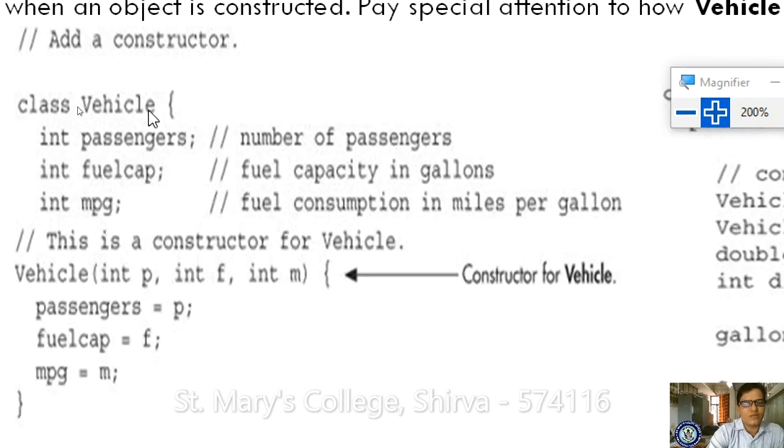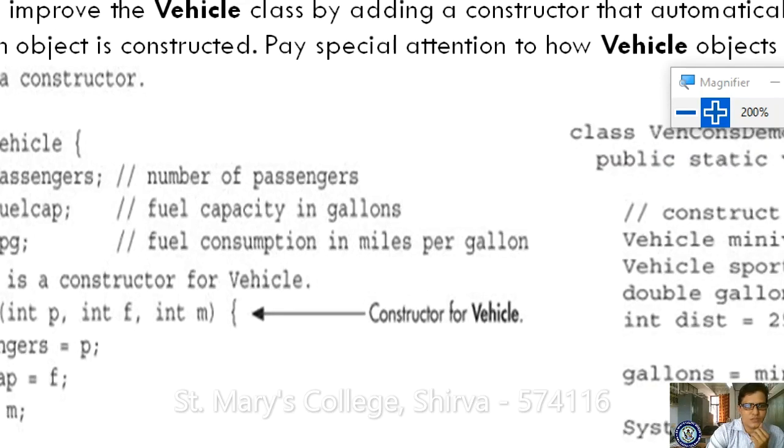Vehicle. In the vehicle class, what are the variables I am defining? I am defining the passengers, fuel capacity, and MPG as the data members. That is a variable declaration. Okay, for this, please observe here.